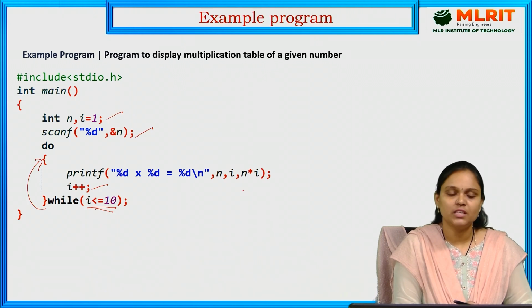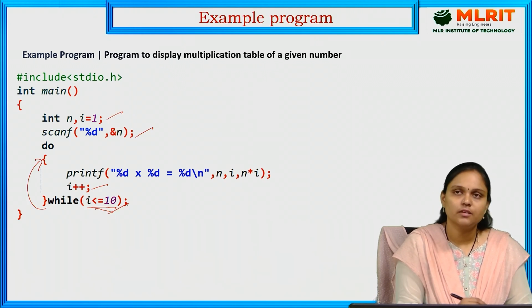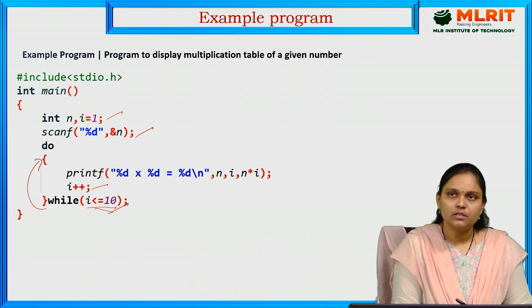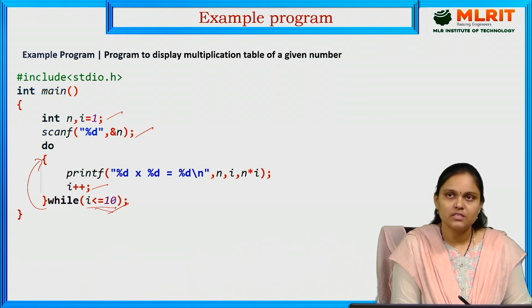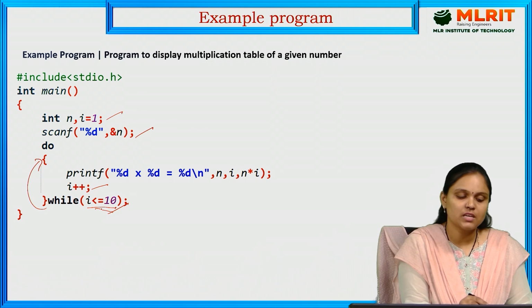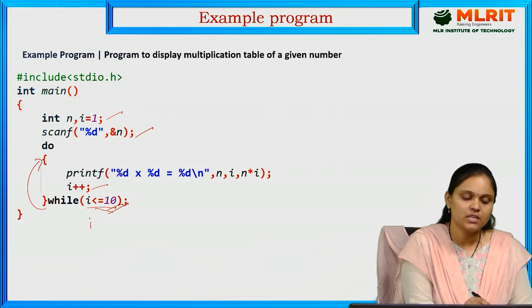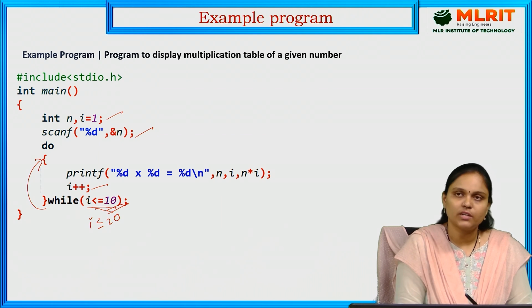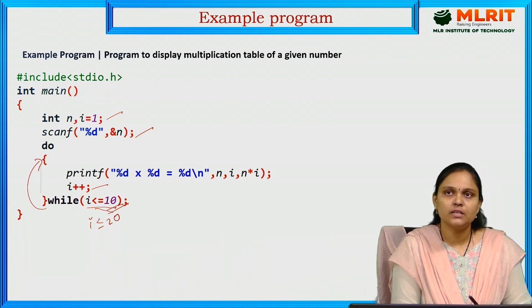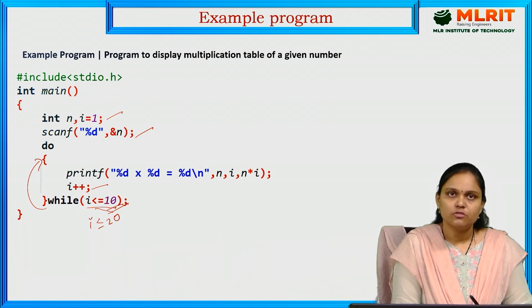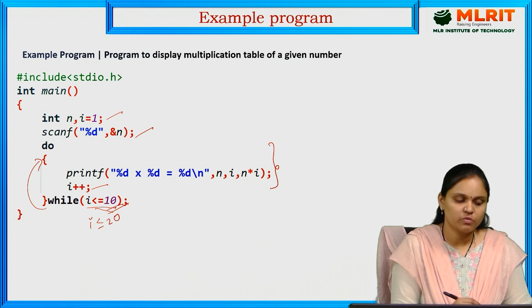We need to set the condition in such a way that if we want the multiplication table till 10, we set it as i less than or equal to 10. If you want till 20, at that time we need to set it as i less than or equal to 20. So based on our task, we need to set the condition, and based on that, the statement block will get repeated.